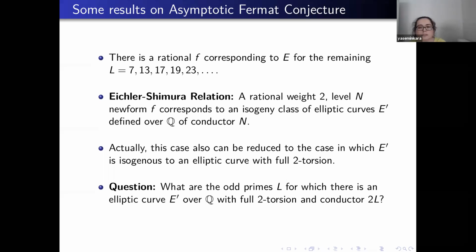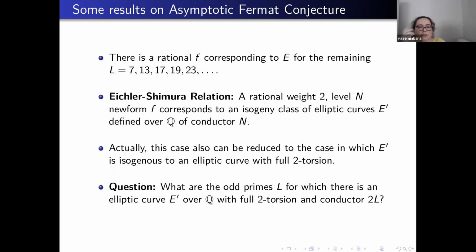And such E primes and such odd primes L, for which there is an elliptic curve E prime over Q with full 2 torsion and conductor 2L, these are the problematic cases. Now the question becomes, what are the odd primes L for which there is an elliptic curve E prime over the rationals with full 2 torsion and conductor 2L? Okay.